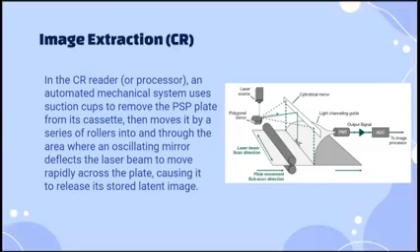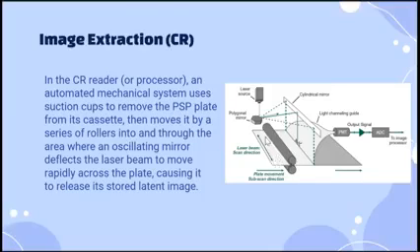Now we go with CR. So for CR, in the CR reader or processor, an automated mechanical system uses suction cups to remove the PSP plate from its cassette, then moves it by a series of rollers into and through the area where an oscillating mirror deflects the laser beam to move rapidly across the plate, causing it to release its stored latent image. Okay, so first, suction cups muna. Okay, suction cups, it will remove the PSP plate from its cassette.